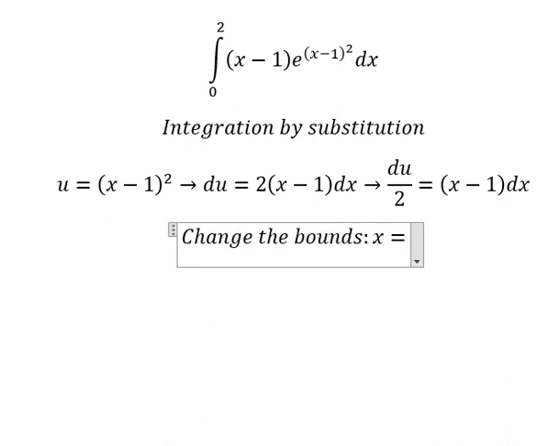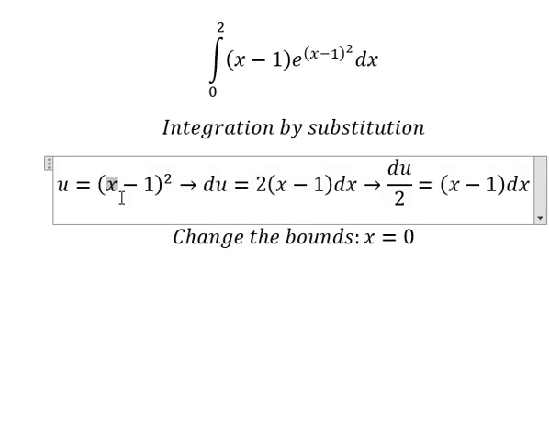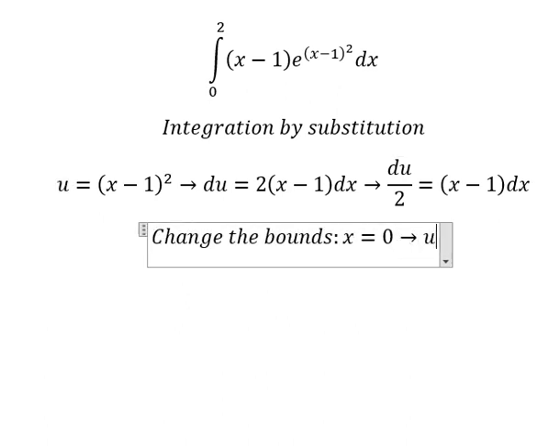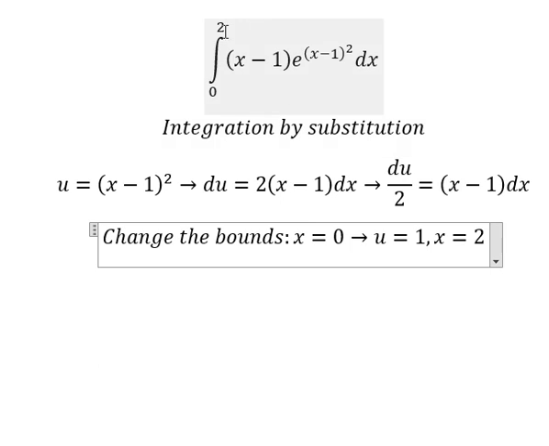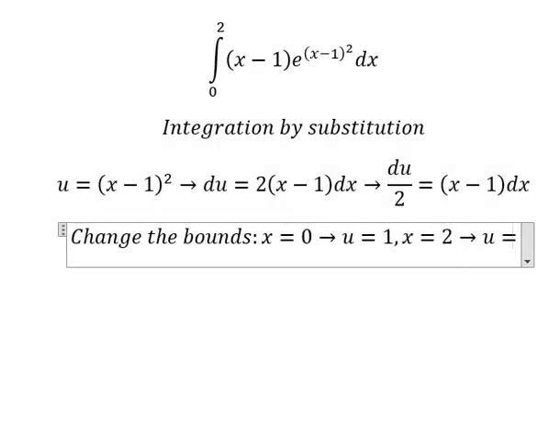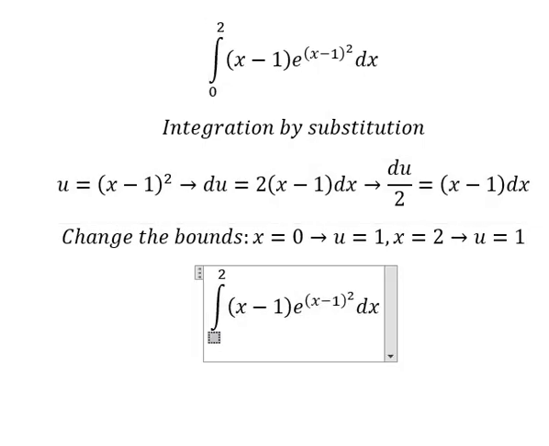When x equals 0, I will put 0 in here, and we have (0 minus 1) to the power of 2, and u equals 1. When x equals 2, I will put 2 in here, and we can see that u equals 1.